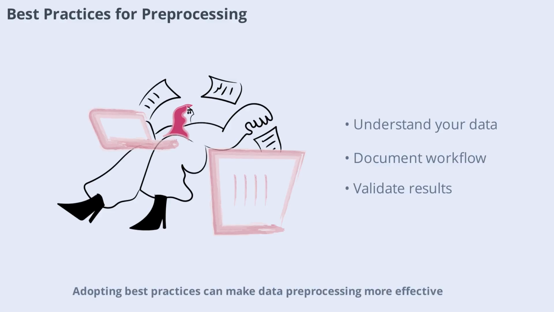Adopting best practices can make data preprocessing more effective. Start by thoroughly understanding your data and its sources. Document each step of the preprocessing workflow, including any assumptions or decisions made. Use version control to track changes and ensure reproducibility. Regularly validate your results to catch errors early. Following these practices helps maintain data integrity and supports reliable analysis.